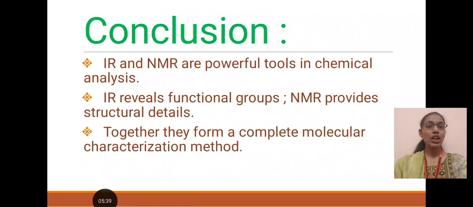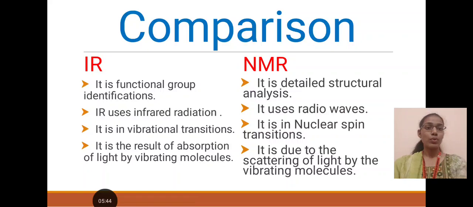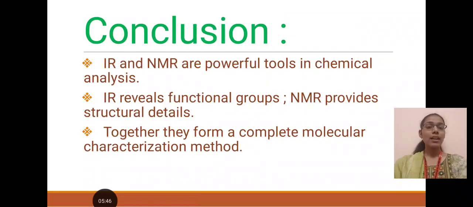Next, conclusion of IR and NMR. IR and NMR are powerful tools in chemical analysis. Nowadays, they are becoming even more powerful tools. IR reveals functional groups only. NMR provides structural details. Together, they form a complete molecular characterization method. These are the conclusion of the IR and NMR.